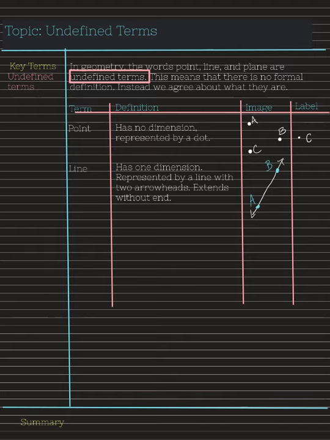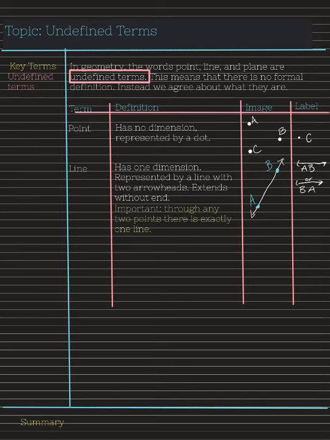So if I'm discussing a line in written form, I am going to use the line symbol, the 2 arrowheads, and then 2 of the points that lie on that line. Now this line could be called AB, or it could be called BA. It means the same thing. It's important to know that through any 2 points, there is exactly 1 line. So through A and B, I can draw 1 line and 1 line only. I can draw it going up, or I can draw going down. However, I cannot draw any other line than the one we see.